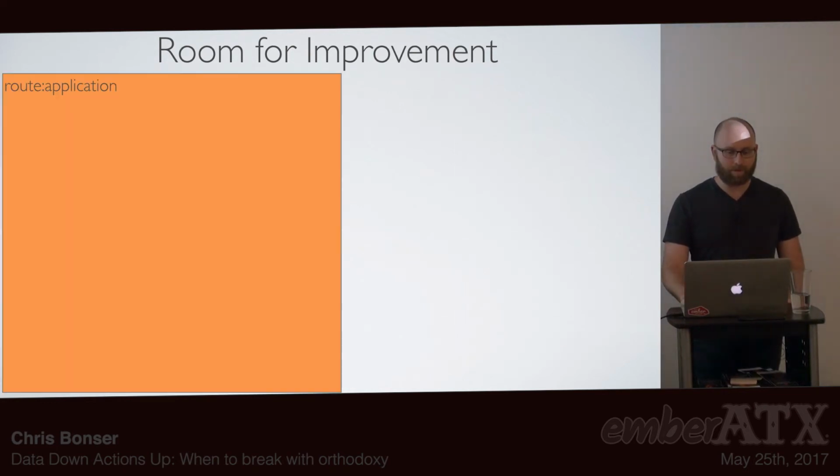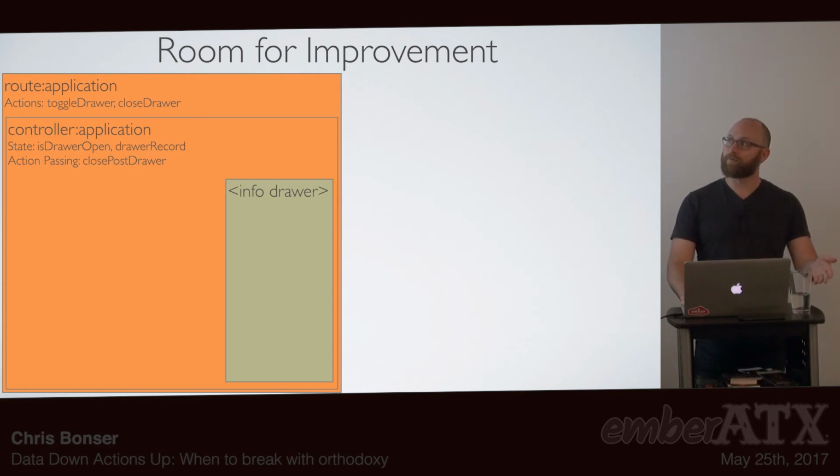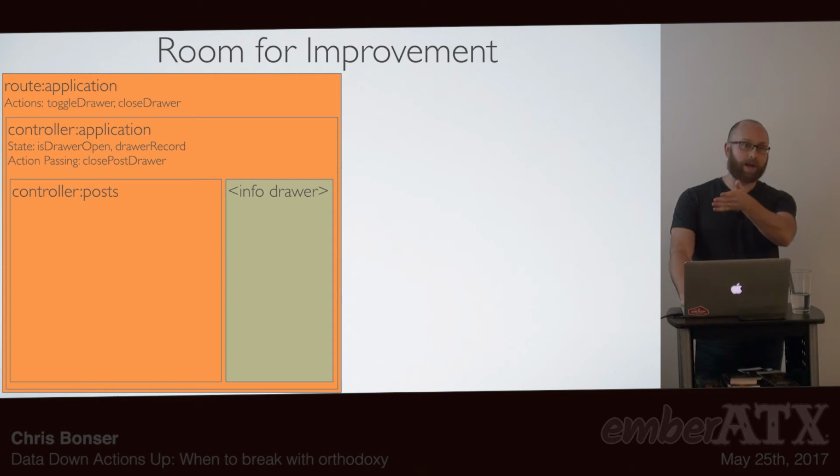But I said a lot of words, so let's look at some pictures just to make it easier, because I think better in pictures. So here's our app. We have the application route. We've got some actions up there related to the drawer. We've got our application controller. It's got the state, and it passes some actions around. Then it's rendering in its template the information drawer, right?